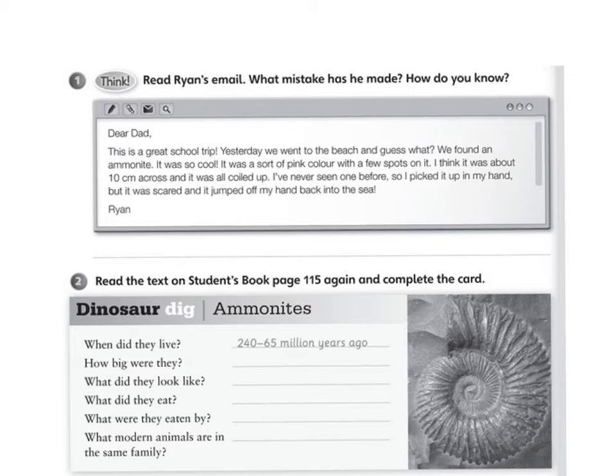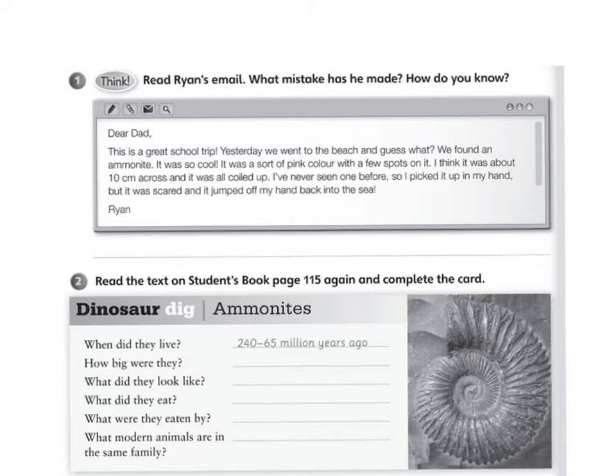Dear Dad, this is a great school trip. Yesterday we went to the beach and guess what? We found an ammonite. It was so cool. It was sort of pink color with a few spots on it. I think it was about 10 centimeters across and it was all coiled up. I've never seen one before. So I picked it up in my hand, but it was scared and it jumped off my hand back into the sea. Ryan.